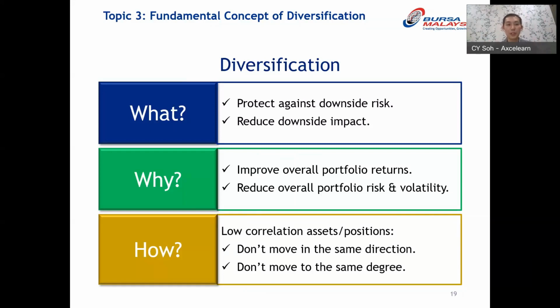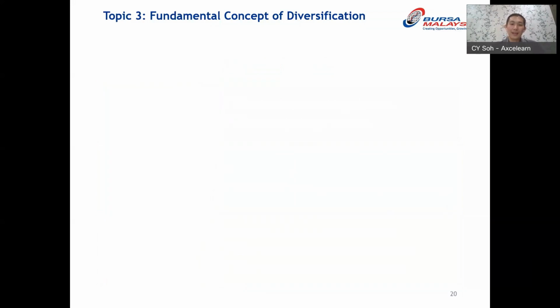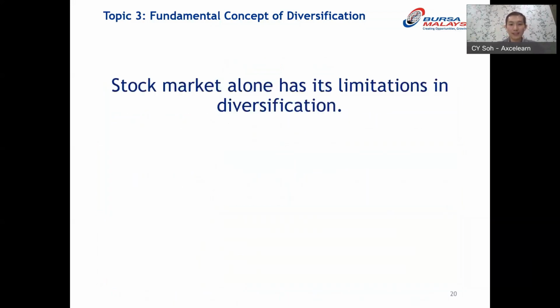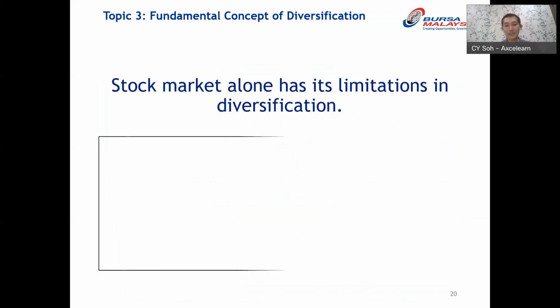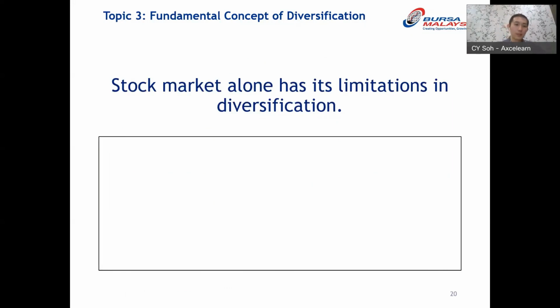To achieve diversification, you want to have assets or positions that move in different directions, or that don't move to the same degree. Later on, I'll give you examples so that you can understand this easier. Now, as I've mentioned already, the stock market itself has limitations in diversification. So how are we able to solve this problem? Let me show you the limitations in the stock market itself first.